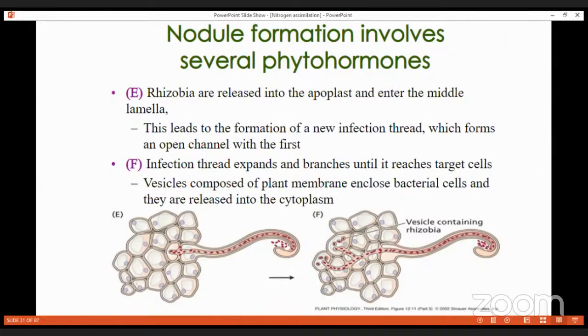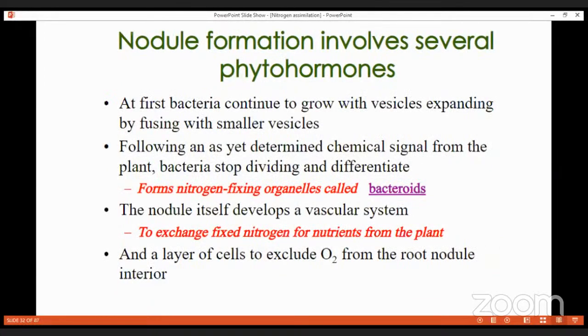So basically what it is doing, different vesicles are going inside the different plant cells, and those vesicles containing the different bacterial cells are released into the cytoplasm. So this is the basic process of how the nodule is formed through the signaling of NOD genes. NodABC are the genes from the rhizobia side, and NodPQHFE are the genes from the host side. So nodule formation, as we discussed, involves different phytohormones.